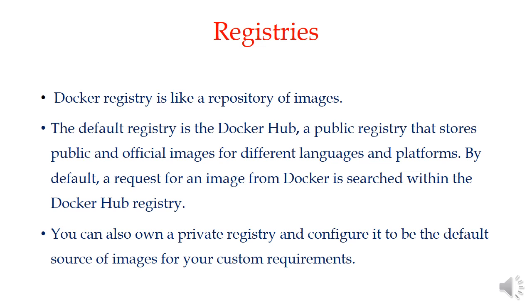Registries. A Docker registry is like a repository of images. The default registry is Docker Hub, a public registry that stores public and official images for different languages and platforms. By default, a request for an image from Docker is searched within the Docker Hub registry. You can also own a private registry and configure it to be the default source of images for your custom requirements.